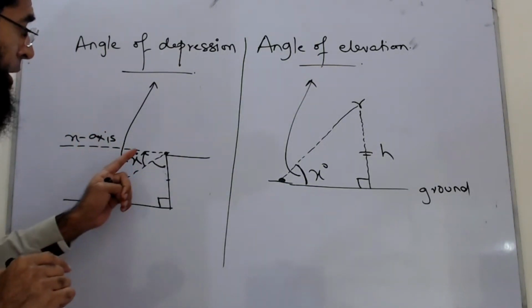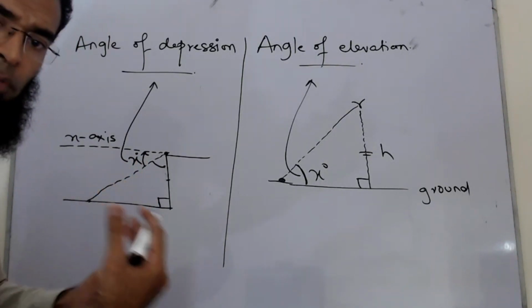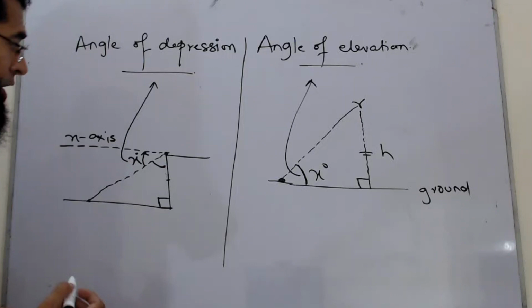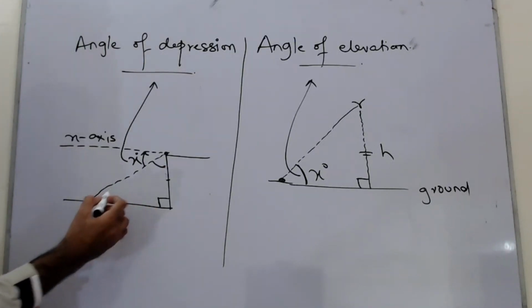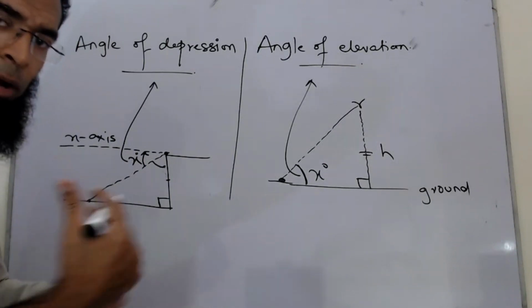How would you enter this right angle triangle? Because again, we have to solve the right angle triangle. So how would you enter into this right angle triangle? So we have studied a concept of alternate angles. So what are alternate angles?